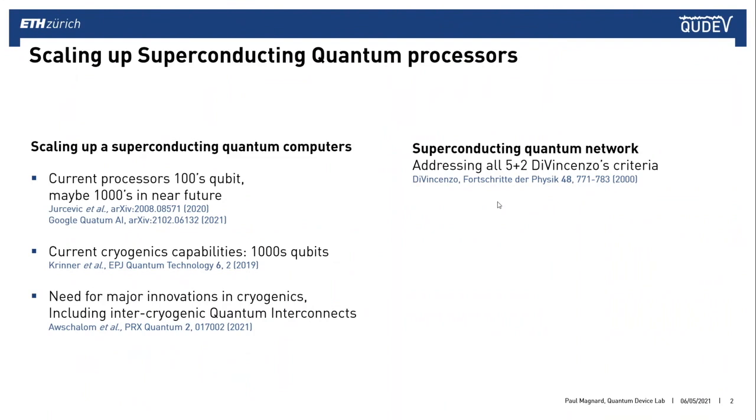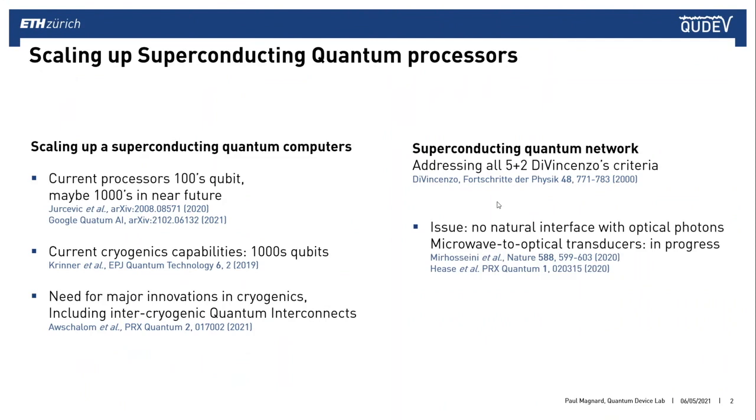The task is particularly hard in such systems, as they do not naturally interface with optical photons, the workhorse of quantum networks. And despite great advances, there is to date no coherence-preserving microwave-to-optical transducer to realize this optical interface artificially. The alternative is to communicate with microwave photons, which propagate through a cryogenic network.